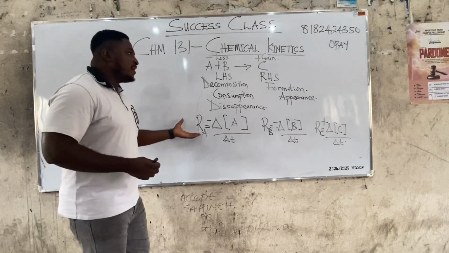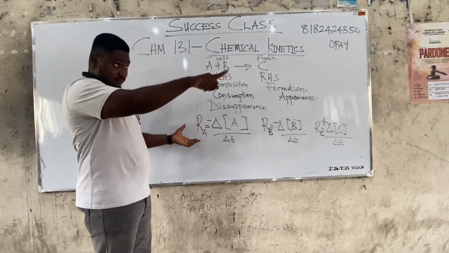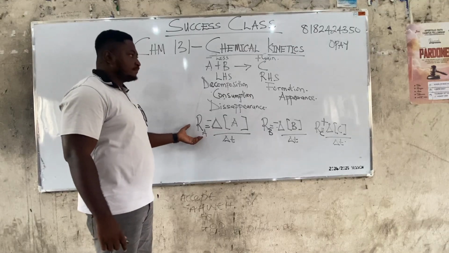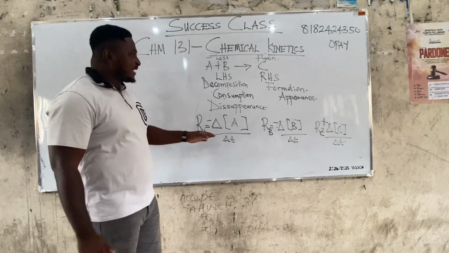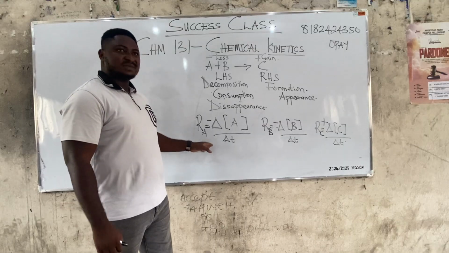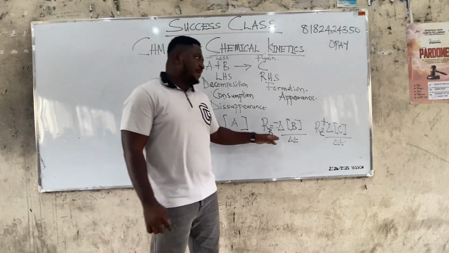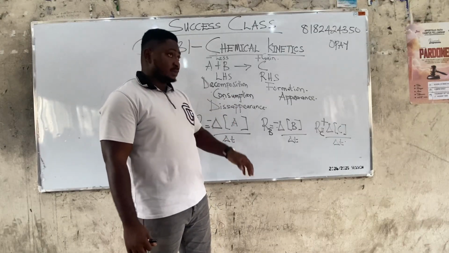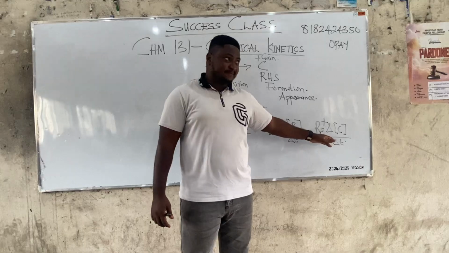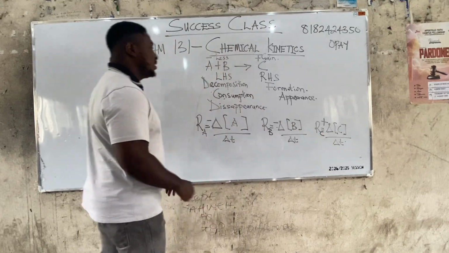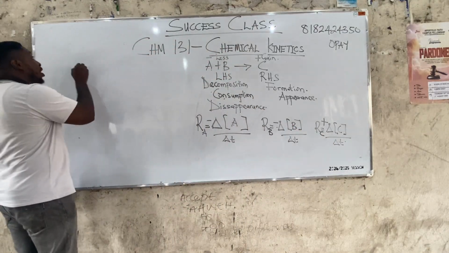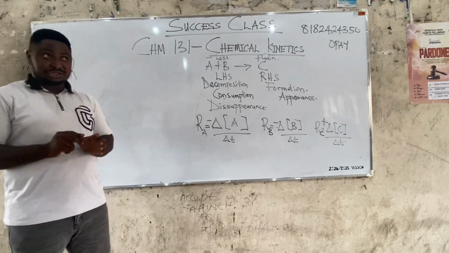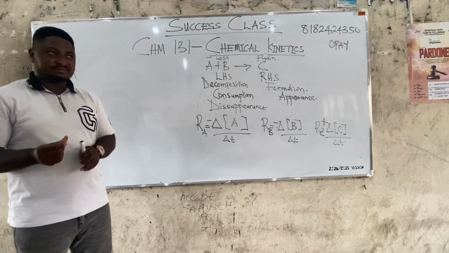Class, RA means rate of disappearance of A. RB means rate of disappearance of B. RC means rate of formation of C. But class, we still have what we call normal R that does not carry A, B, or C. That is the overall rate of the chemical reaction. Overall what? Rate of the chemical reaction.